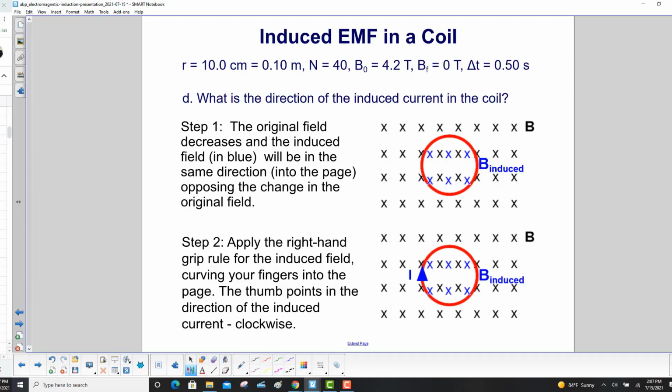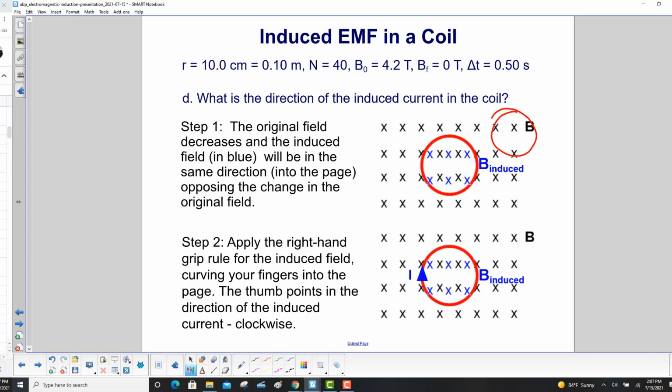What is the direction of the induced current in the coil? The original field decreases. Therefore, the induced field, which is in blue, will be in the same direction, which is into the page, opposing the change in the original field. It wants to keep its original strength.